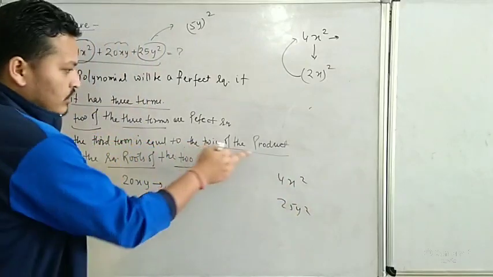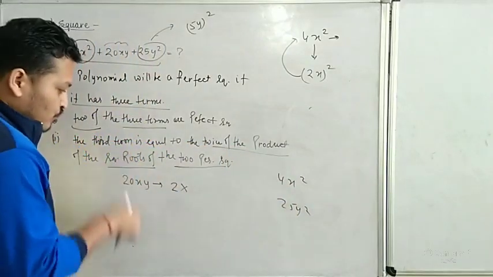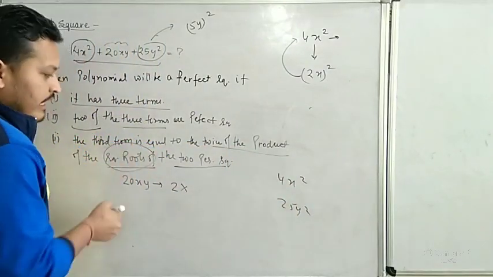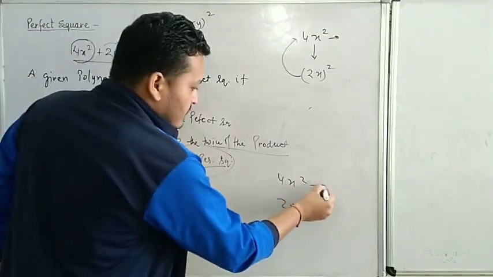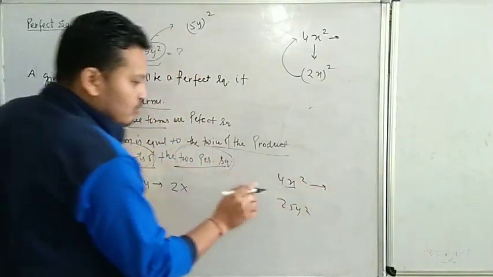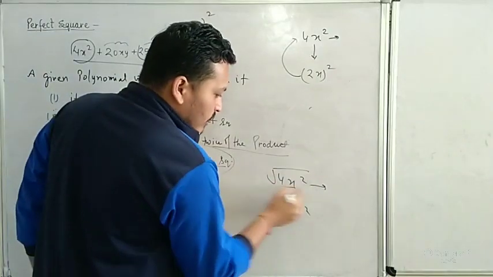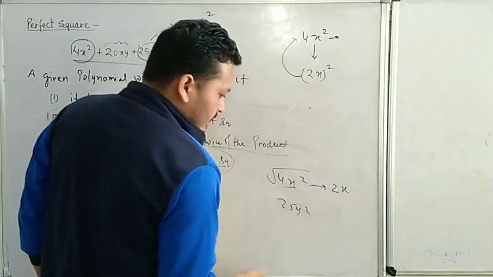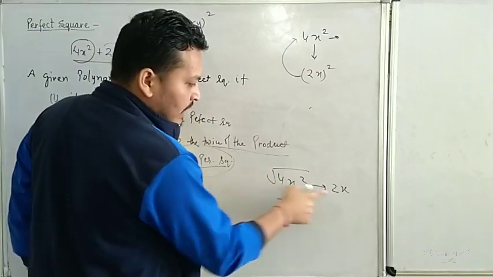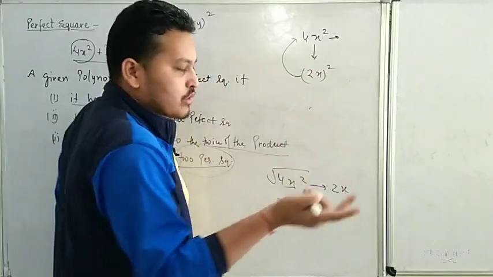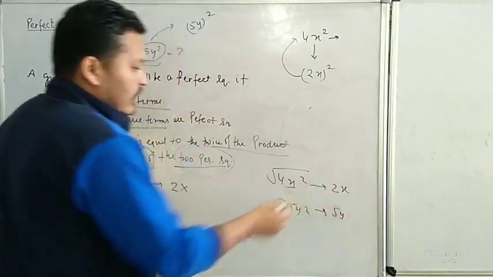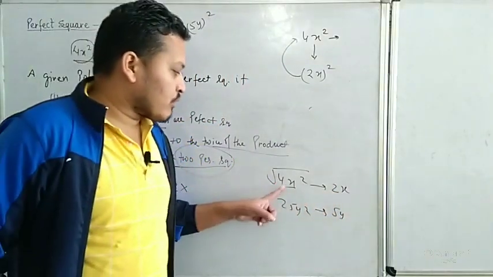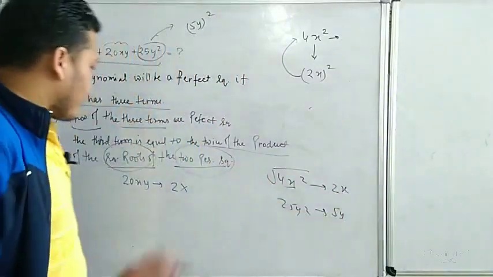And according to the condition, twice the product of the square roots of the 2 perfect squares. What is the square root? इसका square root निकालोगे कितना हो जाएगा? 4x square का square root is 2x, and same here 5y. So the square roots of the 2 perfect squares are 2x and 5y.